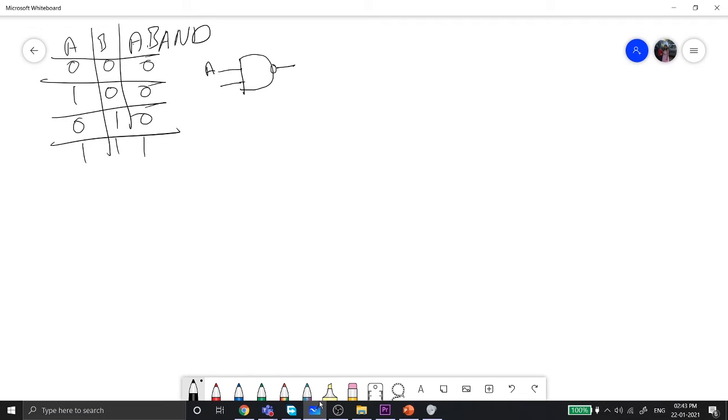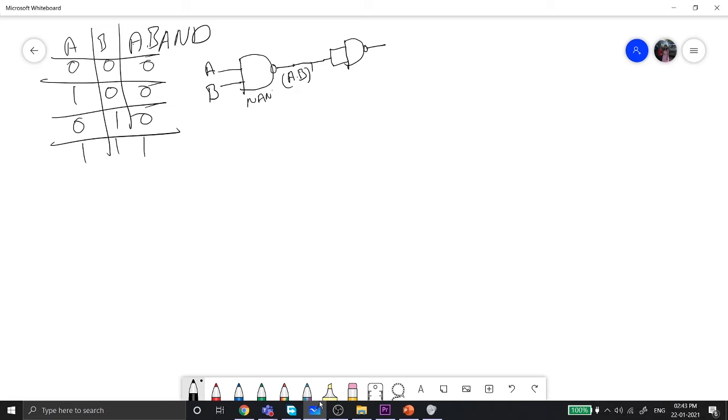This is A, this is B. So what we get as the output is A dot B complement, right? So we have to invert it to get A dot B. So we take it here, and to invert it, we have to take another NAND gate and join both of its inputs and connect it to the output of this NAND gate.